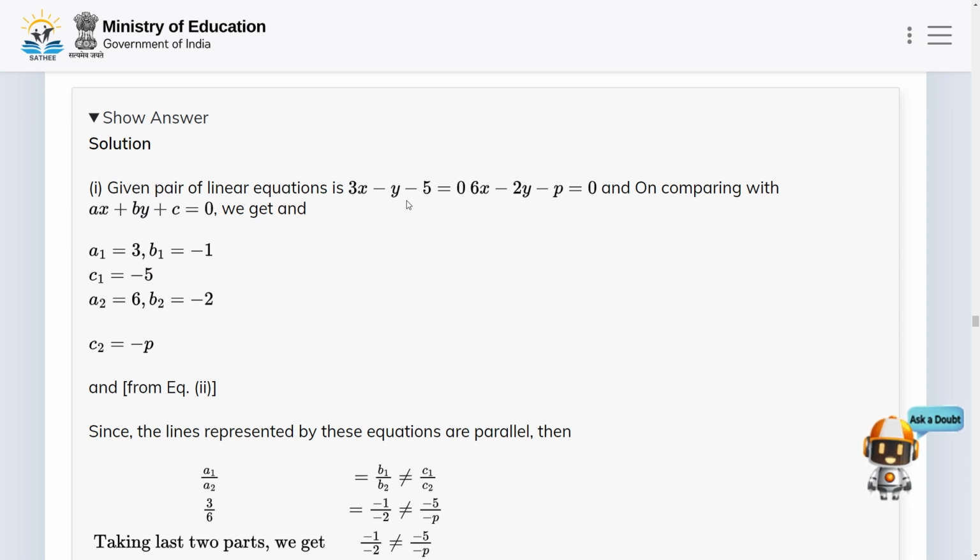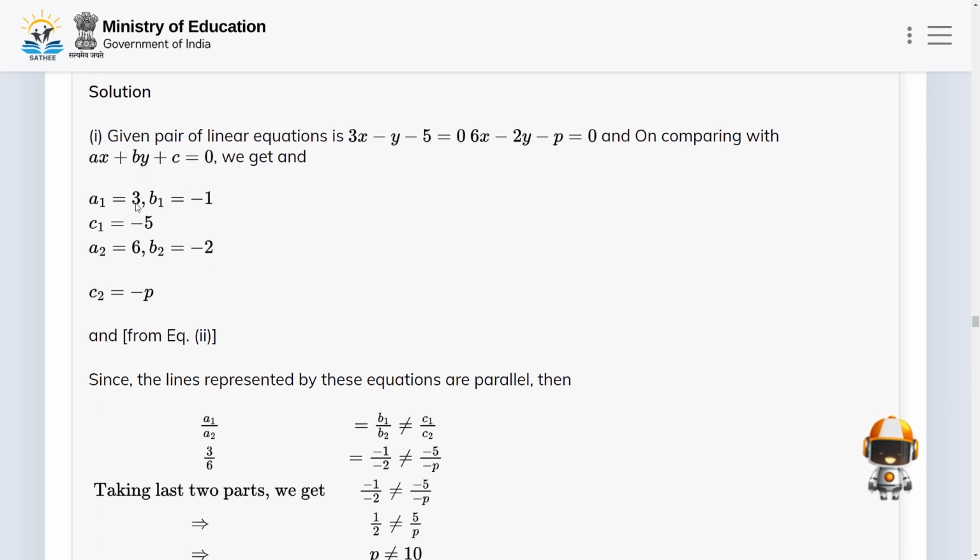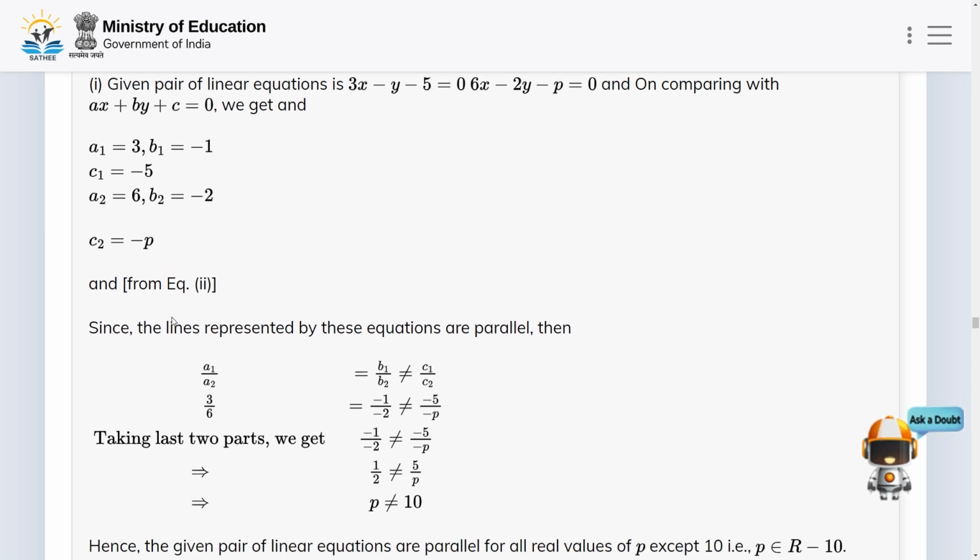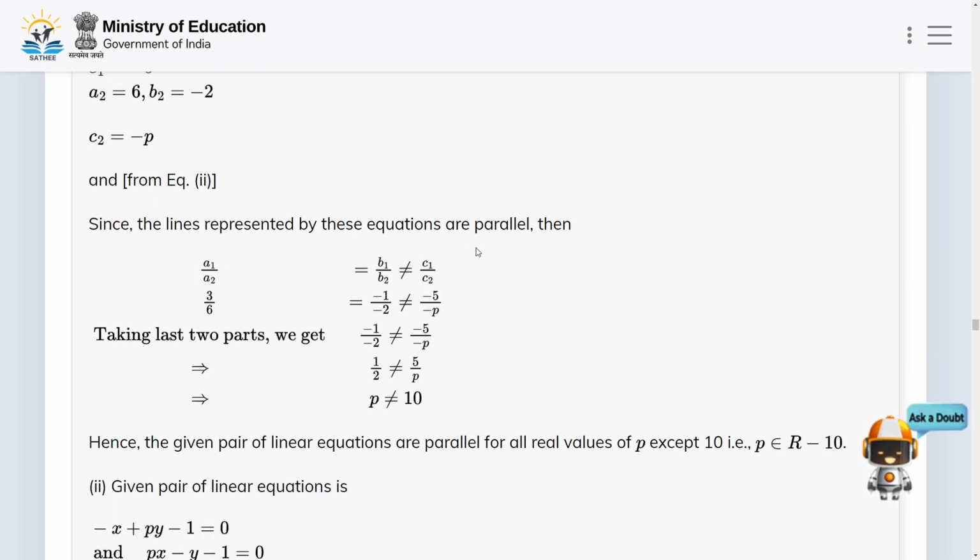So the given pair of linear equations is 3x - y - 5 = 0 and 6x - 2y - p = 0. Comparing with the general form of the pair of linear equations, here a1 = 3, b1 = -1, and c1 = -5, a2 = 6, b2 = -2, and c2 = -p. Since the lines represented by these equations are parallel, a1/a2 = b1/b2 ≠ c1/c2. So it implies 3/6 = -1/-2 ≠ -5/-p.